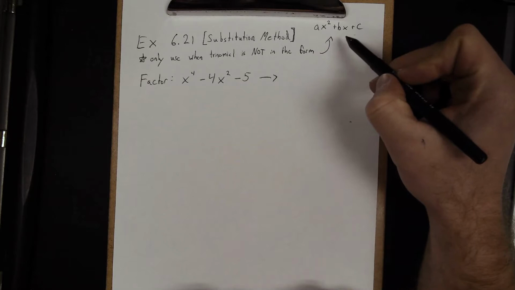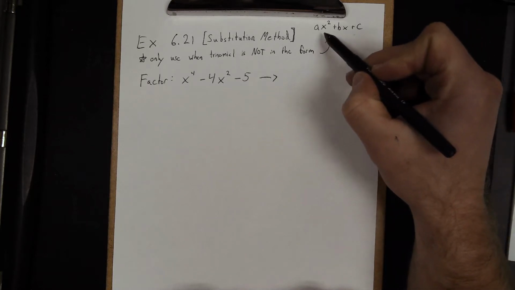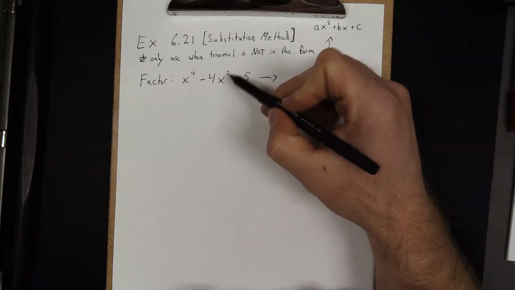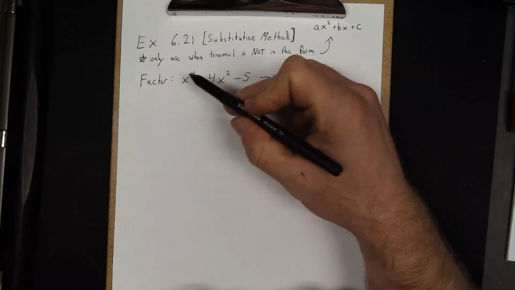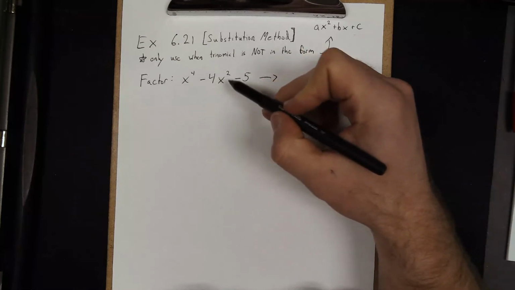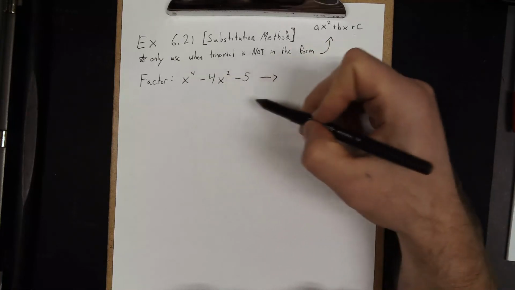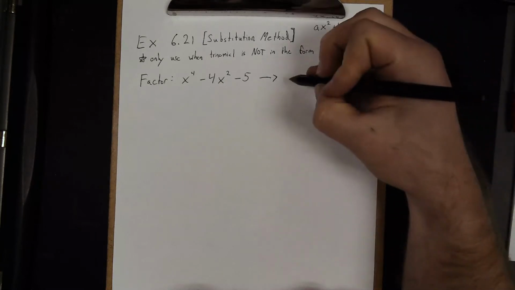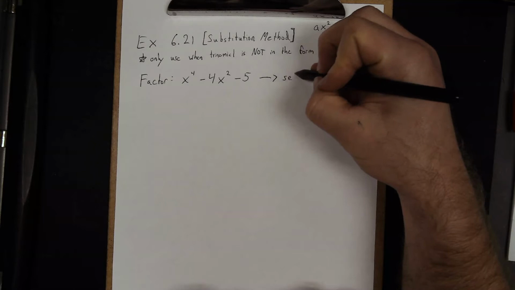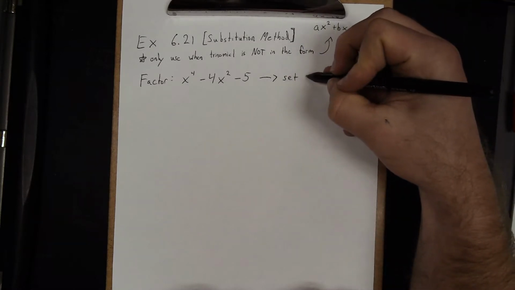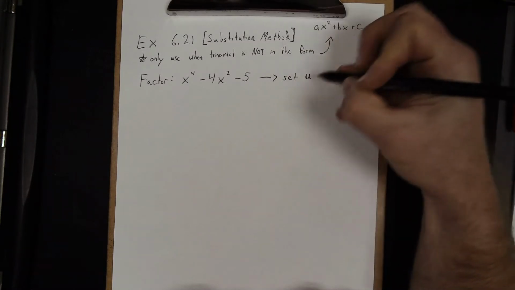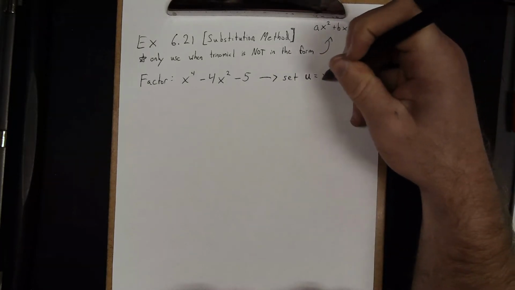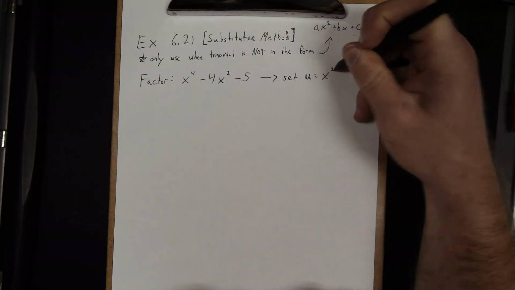Okay. So the major differences here is in this one we have an x squared and an x. Here we have an x to the fourth and an x squared. So I'm only going to be messing with these variables. The numbers are fine. Let's mess with the variables a bit. So I'm actually going to create a variable of my own. I'm going to create a u and I'm going to set u equal to x squared.